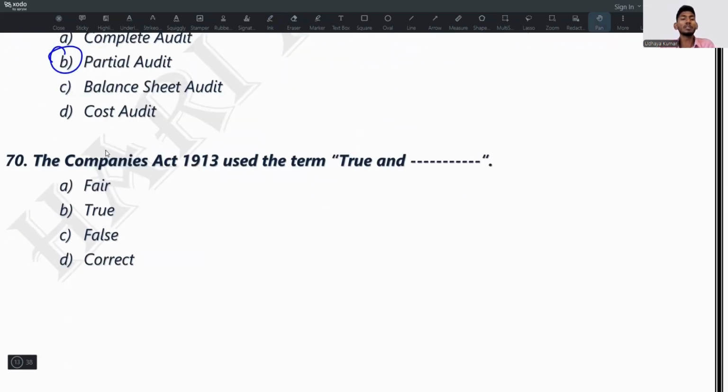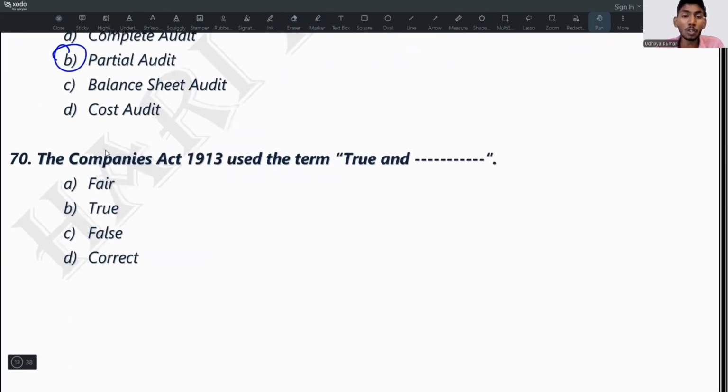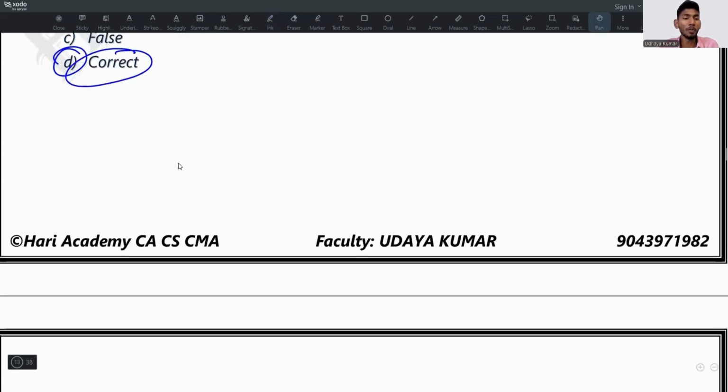So, moving to question number 17, the Companies Act 1913 used the term true and what? Option A fair, B true, C false, D correct. Earlier it was true and correct. Now that has been revised to true and fair as per the Companies Act 2013.